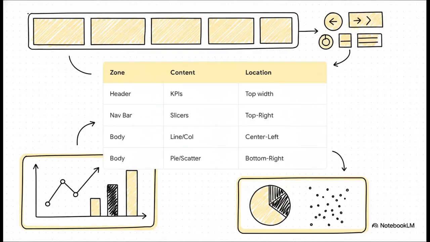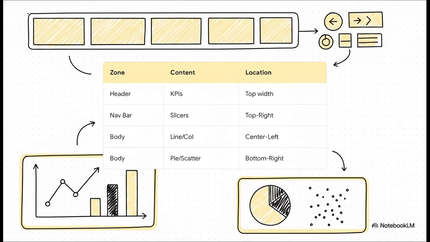Let's break down this strategic zone placement a bit more. Your top header, right across the top width, should house 3 to 5 big, bold KPI cards. People want the bottom line immediately when they open a file. Group all your navigation, like slicers and timelines, in the top right. Tucking them away there keeps them from distracting from the main story.